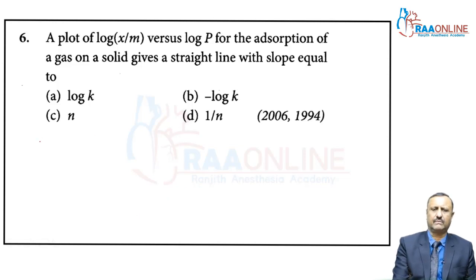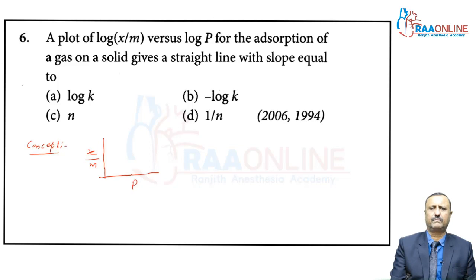Yes, this is the graph, and we can plot x/m against p, and when you plot the graph between x/m and p, you get a straight line slope, my dear students. This is the Freundlich adsorption isotherm, and this is the slope, which is equal to 1/n. Why? Because x/m is equal to k times p to the power 1/n.